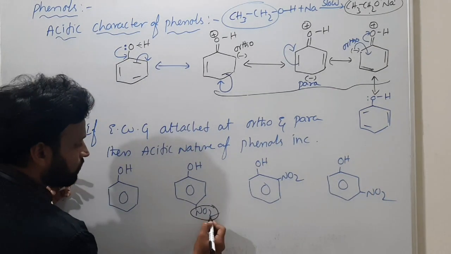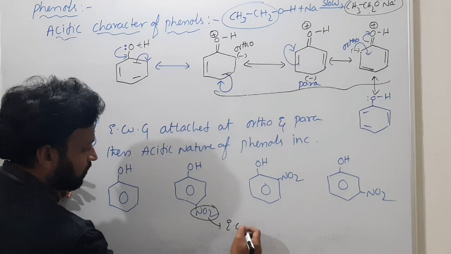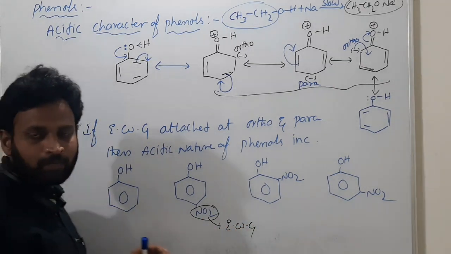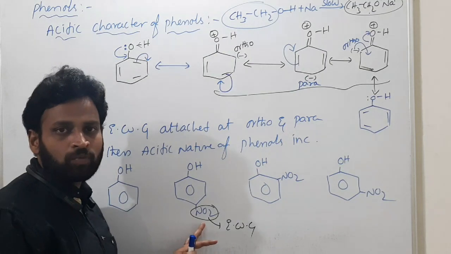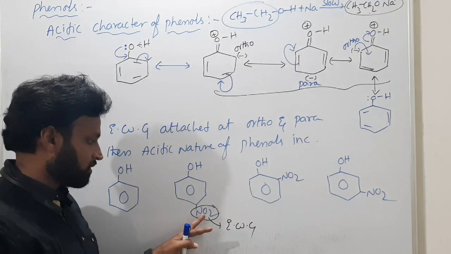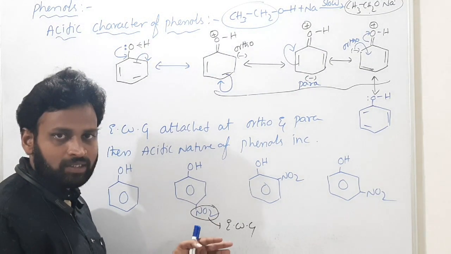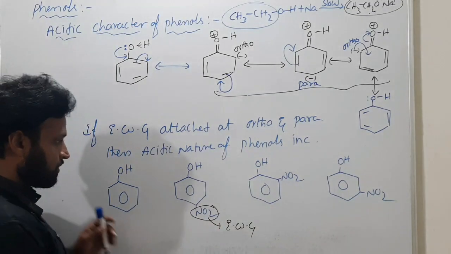So what is NO2? You know this. NO2 is an electron withdrawing group. You remember or not? Okay, I gave you minus M groups and plus M groups. So NO2 I gave as a minus M group. That means electron withdrawing groups.